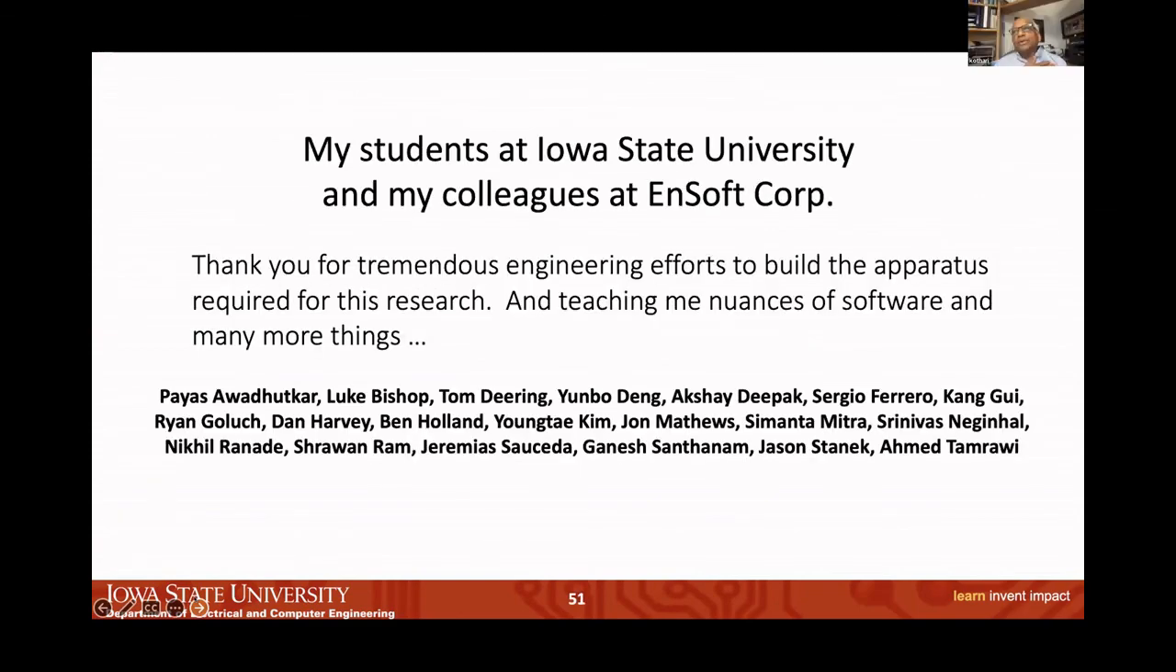So, doing this research required a tremendous amount of engineering effort. For example, defining the XCSG, creating the apparatus to transform software into graphs. And this engineering was done mostly at NSoft. And my students at Iowa State and colleagues at NSoft, without them, this research could not be done. And not only engineering, they have taught me many nuances of software. I've never had any course in computer science. So without their help, I could not have done this journey.